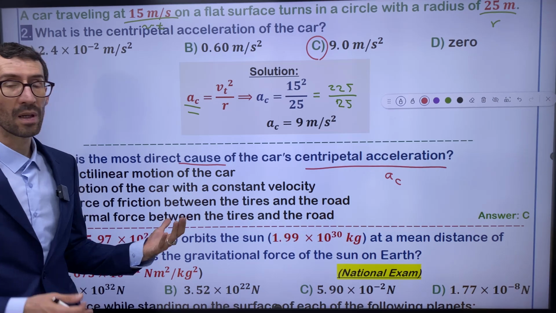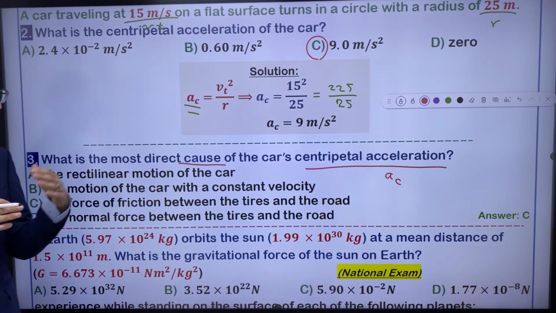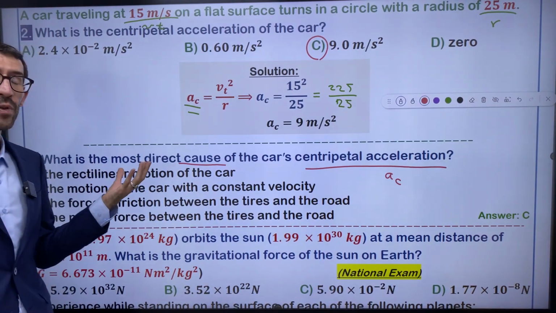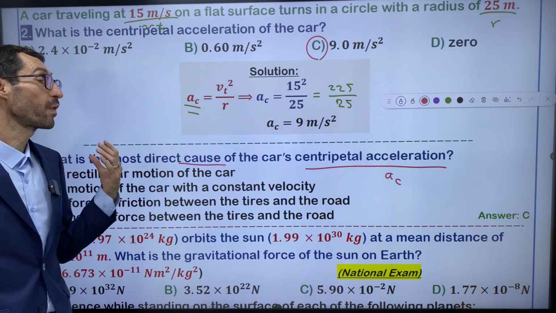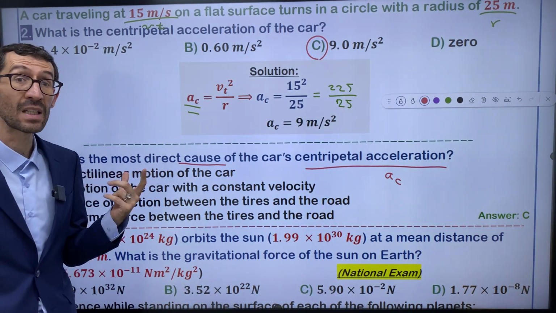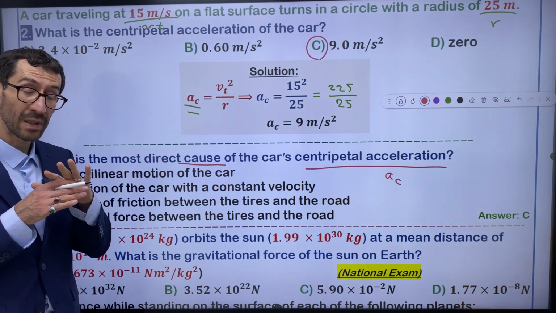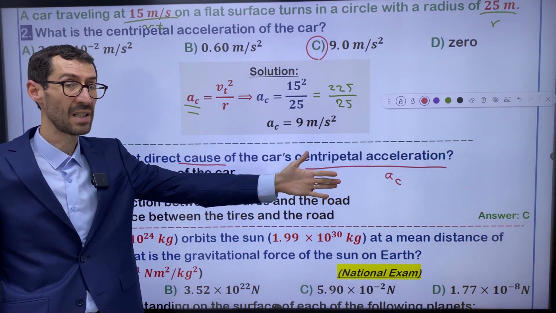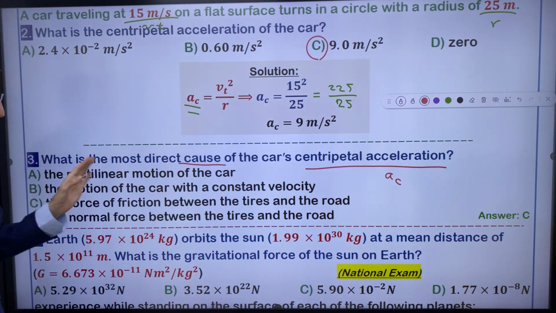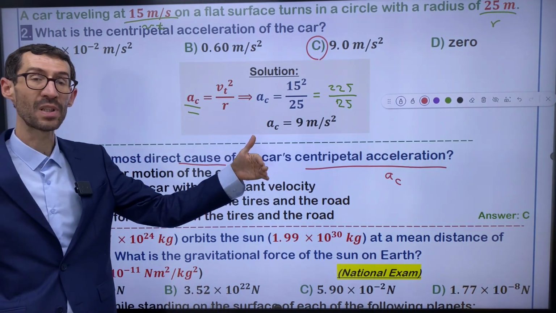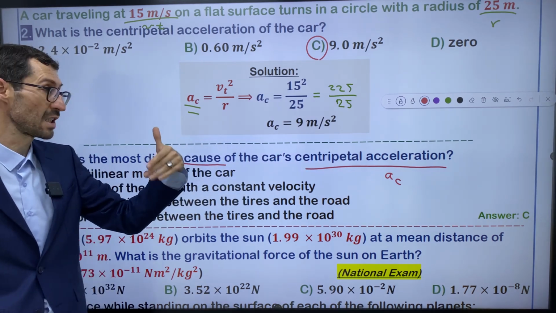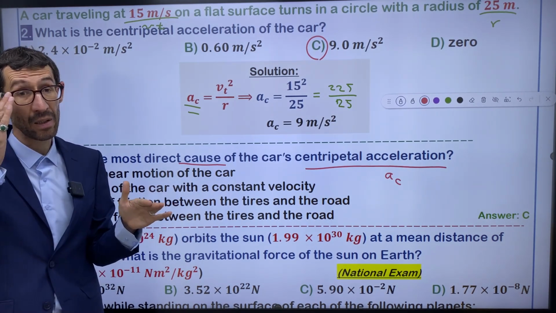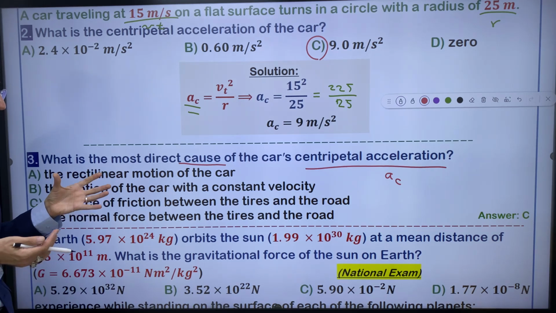Maybe you say, teacher, we haven't been familiar with this type of question, because in previous lessons, we looked for the source of FC, not AC. So keep in mind that the source of FC is the same as the source of AC. It doesn't matter. When the question says, what's the main cause of centripetal force, or what's the main cause of centripetal acceleration, it's the same, right? Don't be confused. It's the same.